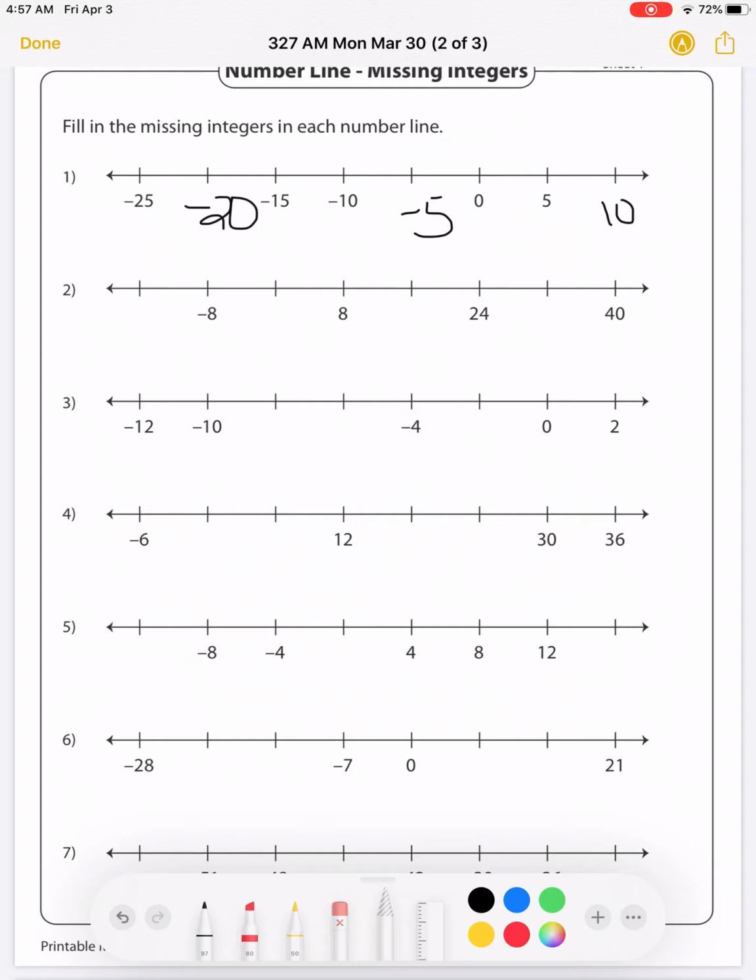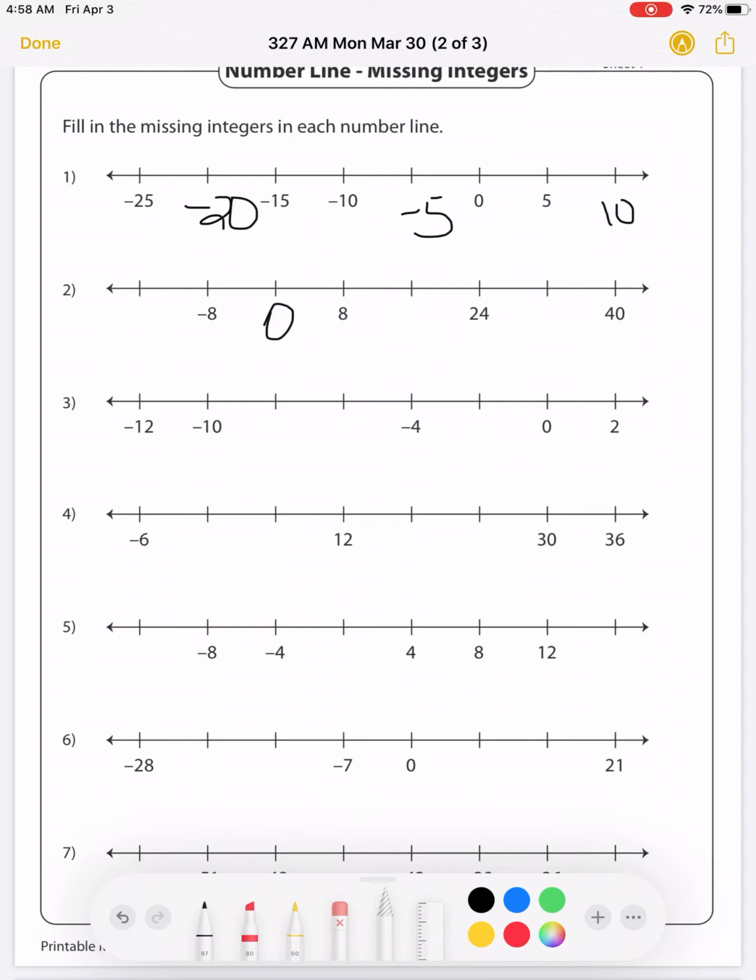Let me look at this one. Here, I have a -8 and a +8. So I know that right in between those two has to be number 0. So I'll put that there. So if we look at our 0 and 8, we know that they're counting by 8. If we look at our 0 and the first tick mark this way is -8, I know they're counting by -8 on the other side.